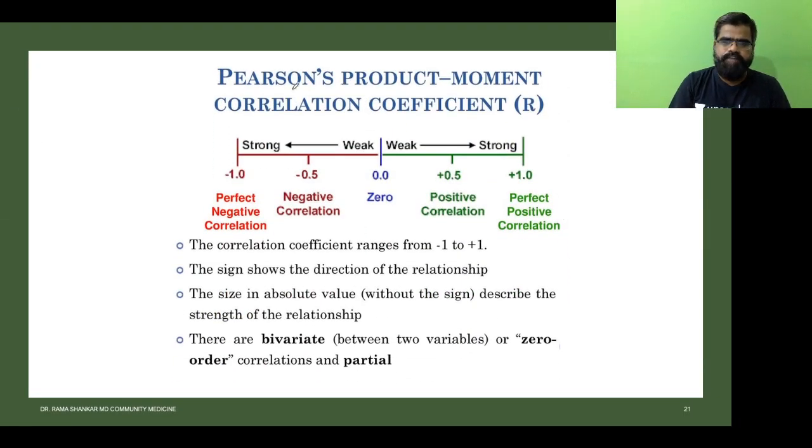The Pearson product correlation coefficient ranges between -1 and +1. Let's take from 0, students. If we move towards the positive side, we are moving from weak to strong. So plus sign, positive correlation. For example, 0.5 is positive correlation, 1 is perfect positive correlation. Similarly, if we go on the left-hand side, from weak to strong, -0.5 is negative correlation, -1 is perfect negative correlation. So this is about Pearson's correlation coefficient. This helps us to understand whether it is a positive correlation, perfect positive correlation, negative correlation, or perfect negative correlation.